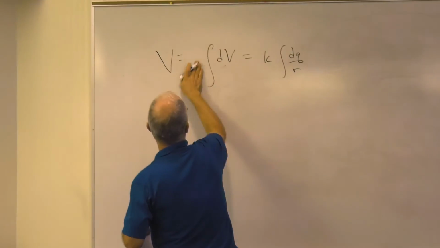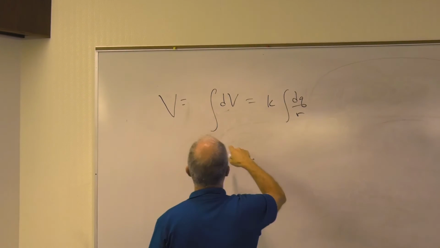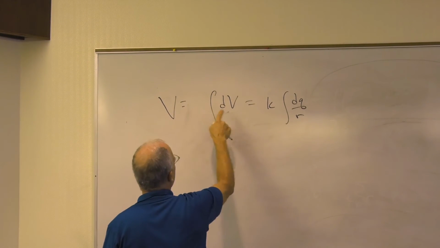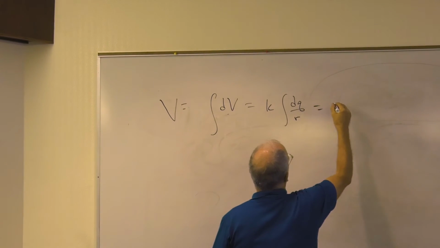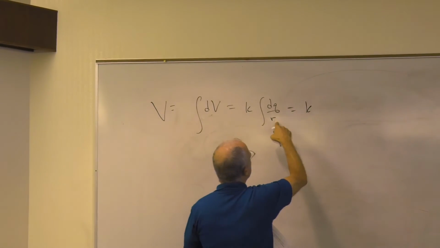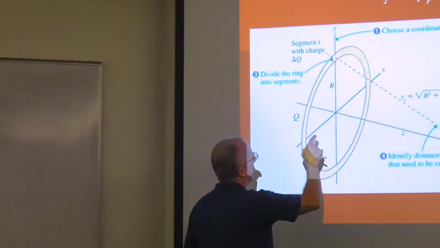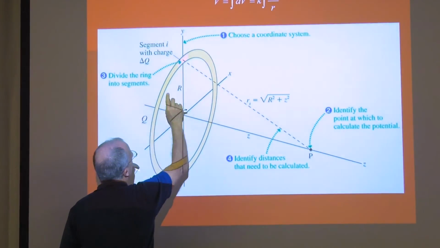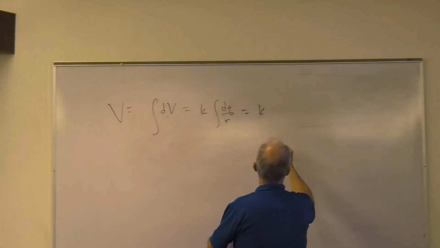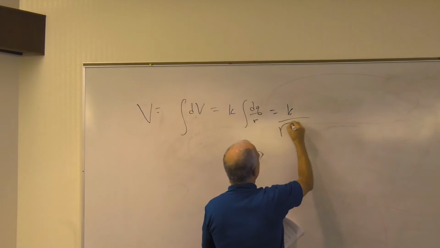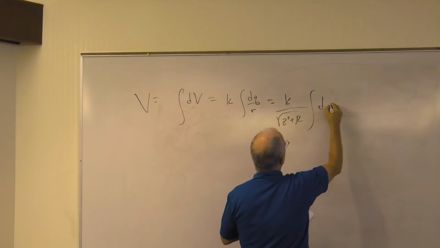Sorry, this is wrong. That K shouldn't have been there, sorry. Total voltage is the sum of the little guys. Good. All right, so the R is constant. But I want to write this in terms of the givens, you know, the Q or the R or the Z. So we're going to have K over square root of Z squared plus R squared, and then we just have integral dq.